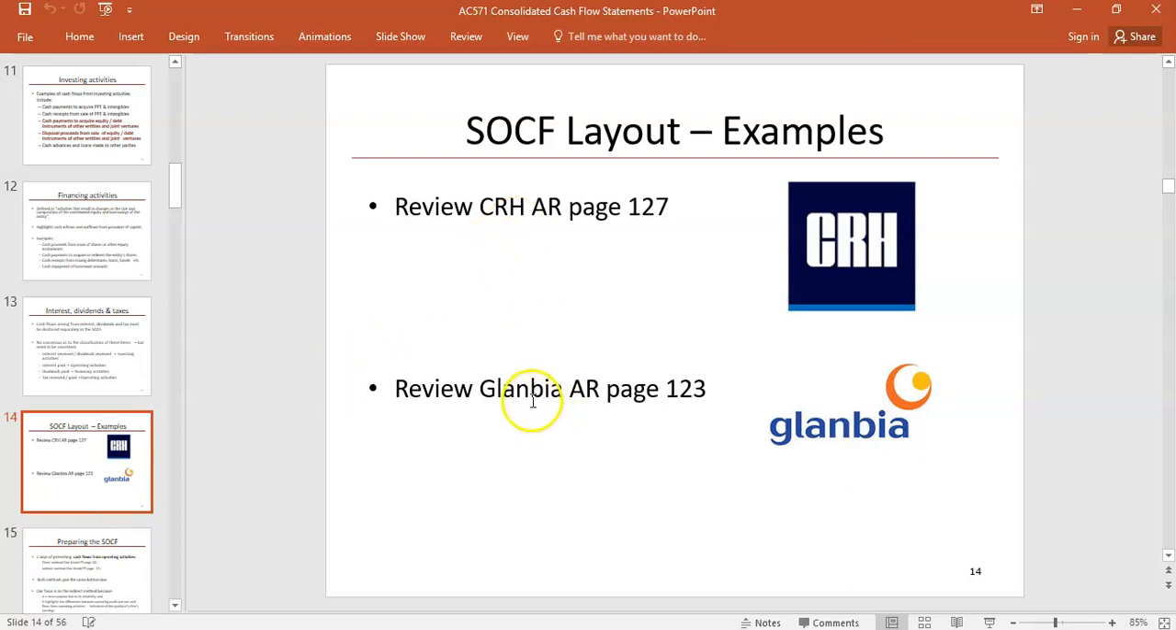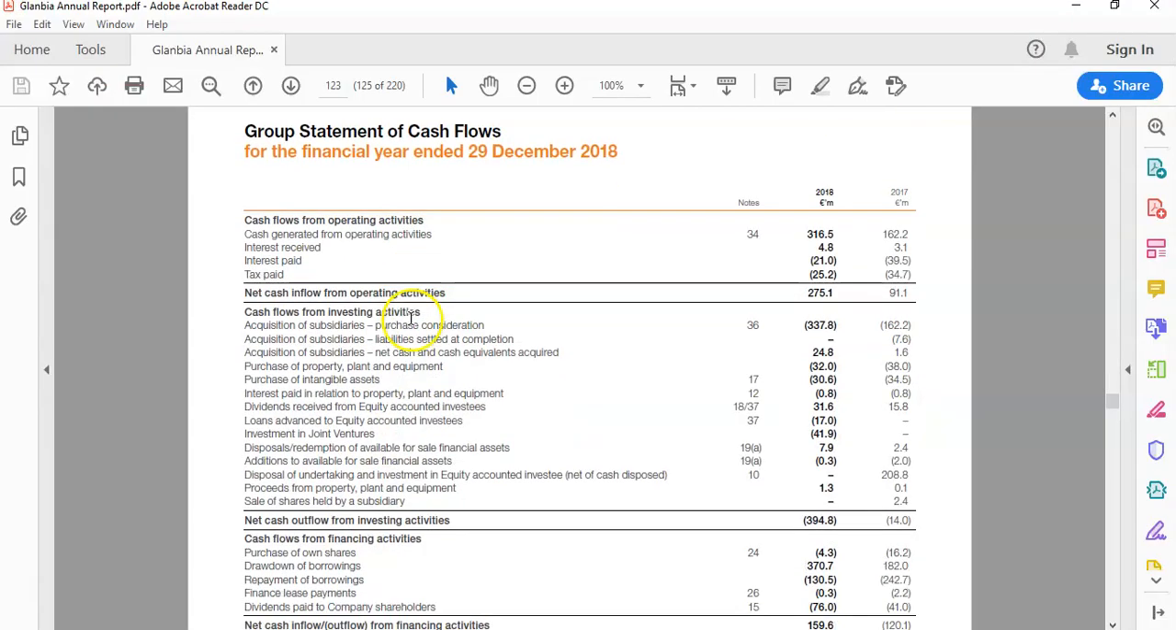So you can see there's two nice examples if you go to the annual reports that are up on Loop. And the Glanbia one I'll just show you as an example. So they have the group statement of cash flows, cash flow from operating activities, and they have a note which I'll show you in a second, note 34. So they made 275 million from operations. Investing activities, they spent 394 million. The majority of that, look at it here, acquisition of subsidiaries. So that's how much they spent in cash to acquire subsidiaries.